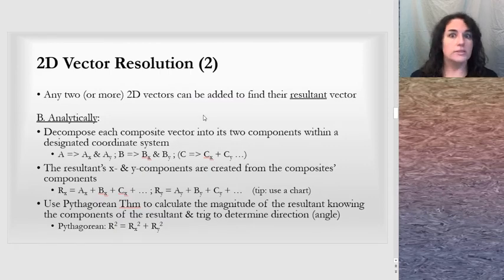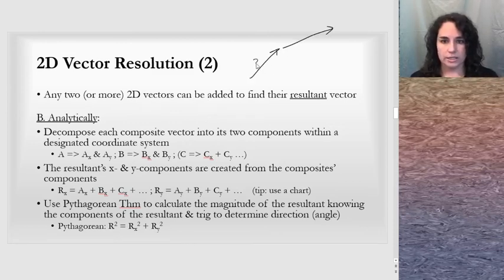2D requires a little bit more skill because we have x and y components, right? If I have something like this, and this is 3 and this is 4, I can't just say it's 7, right? Each of these has an x component, each of these has a y component, and we're going to take these into account, and you can see that down here. Decompose each composite vector into its 2 components within a designated coordinate system.